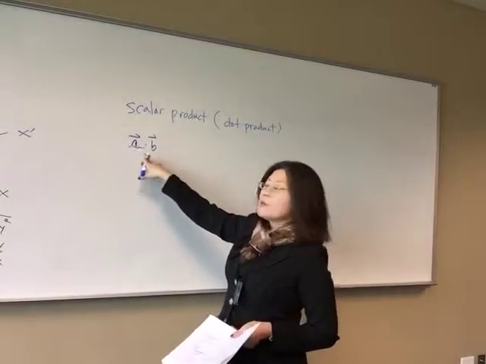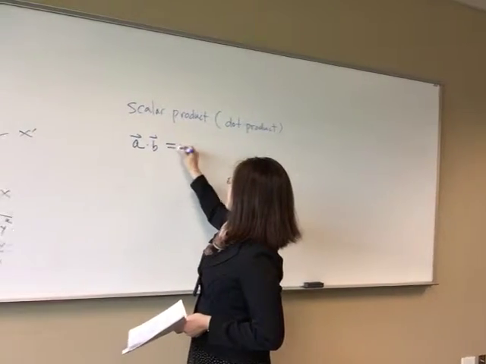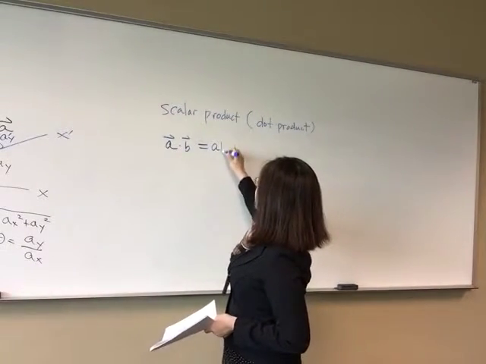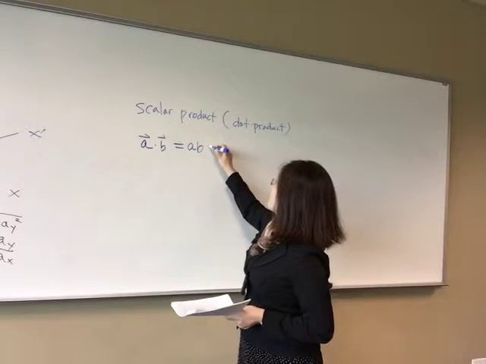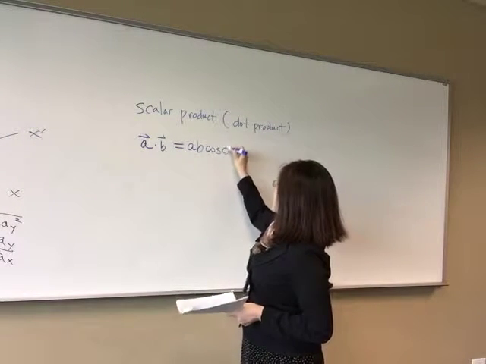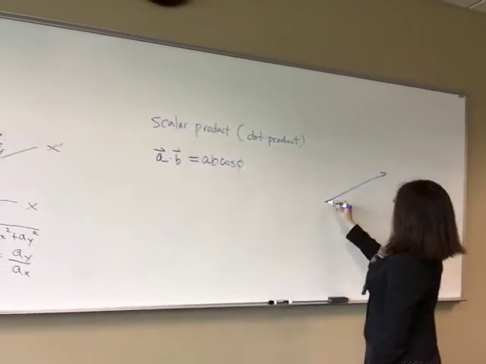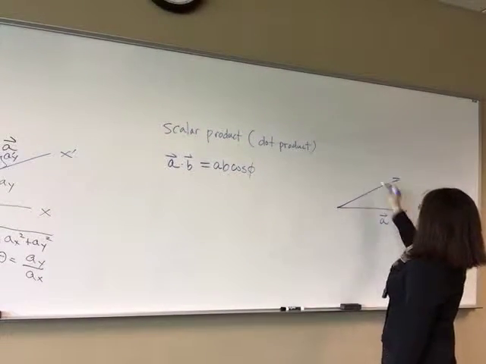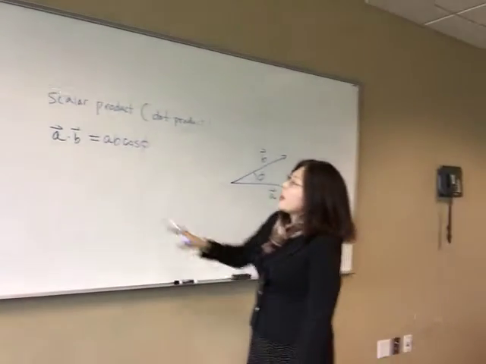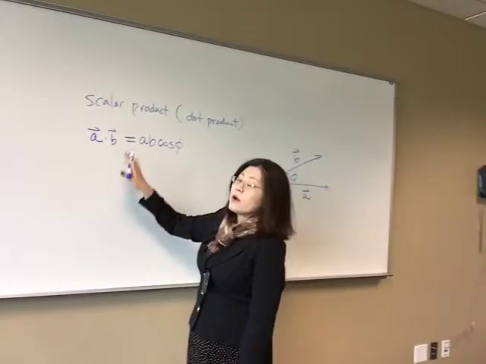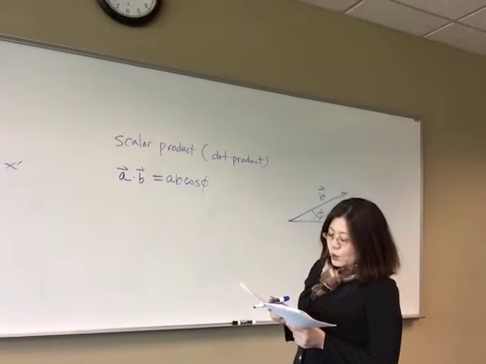A is a vector, B is a vector. After you do this dot product, what you're going to have is the value of the magnitude of A and the magnitude of B, times the angle between them. And let's say the angle between them is C. So let's say this is your A, this is your B, this is the angle between them. So the scalar product is basically very simple: A times B and then times cosine of the angle between them.